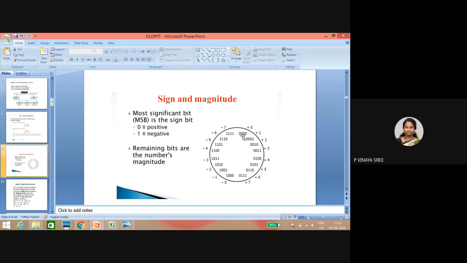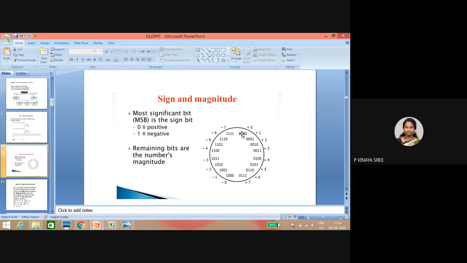So see here, I'm considering n equals 4. If you see the combinations, if you write in your notes, the combinations will be from 0000 to 1111. As per the concept of signed magnitude representation, in the most significant bit, if there is a 0, you can blindly write it as plus. In this case, as we are having 1 in the most significant bit, I have simply represented it as minus. Next is the remaining 3 bits.